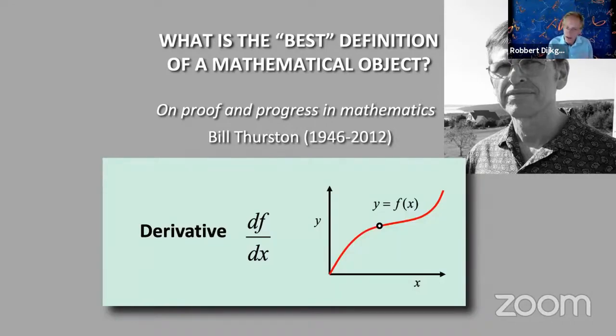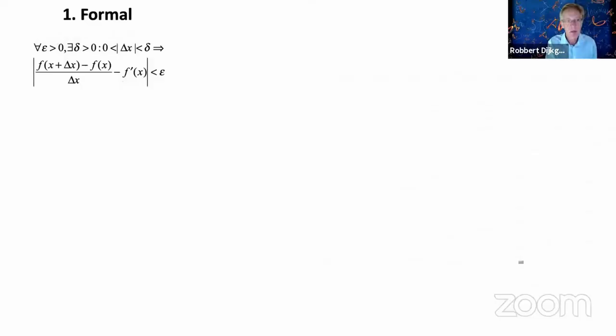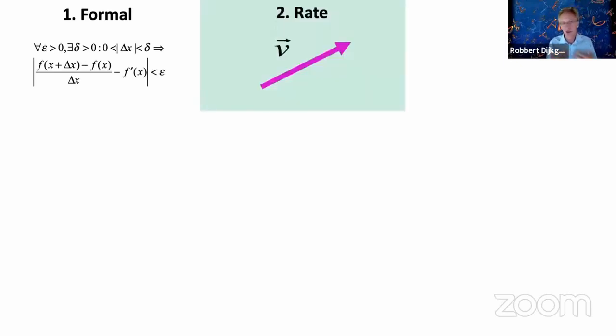And he asks, well, what is the right definition of a derivative? We start with the formal definition. It's the epsilon delta definition that you learn in a rigorous course of calculus. Quite remarkably, in the printed version of the article, he makes a mistake in this. But this only gives a limited intuition. We can think of it also as the rate. There's a natural sense of velocity.